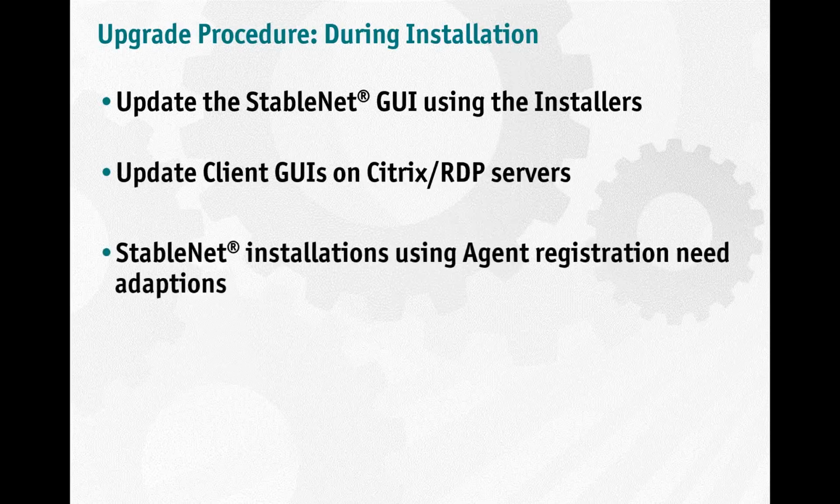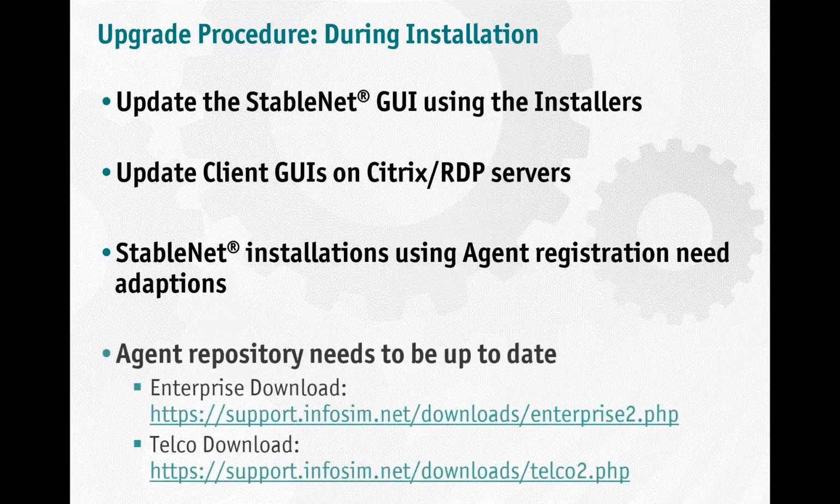And also for StableNet installations using the agent registration, you may need some adaptations. Remember, for example, the license file I mentioned before, which needs an update. And this is also the same for the agent repository. I also mentioned this already. If you are using the agent repository, you may need a license file update, and it is also best practice to download an updated agent repository from our support website.